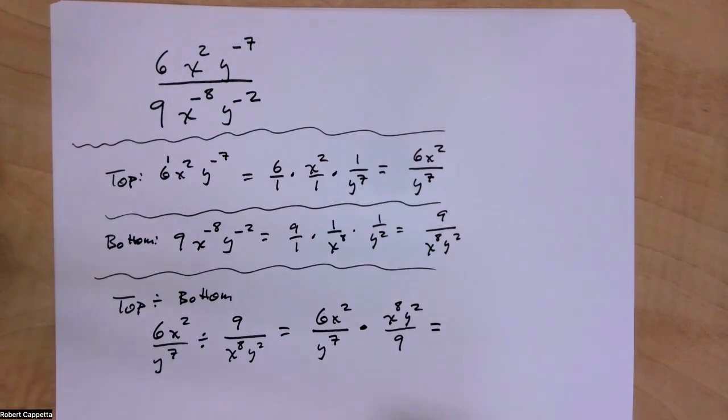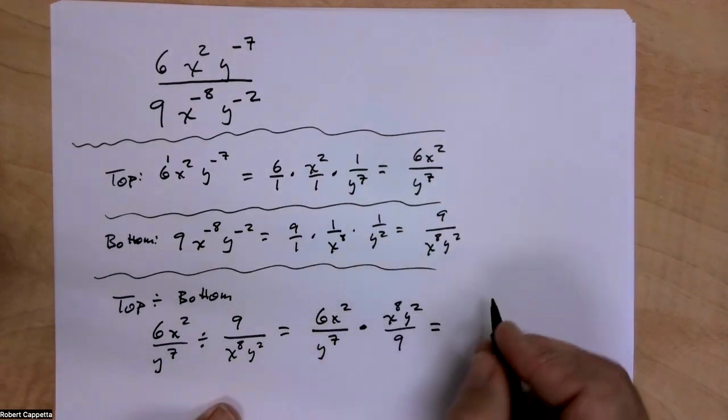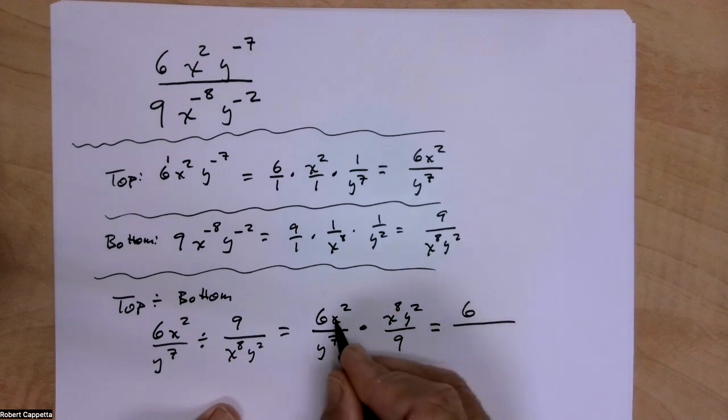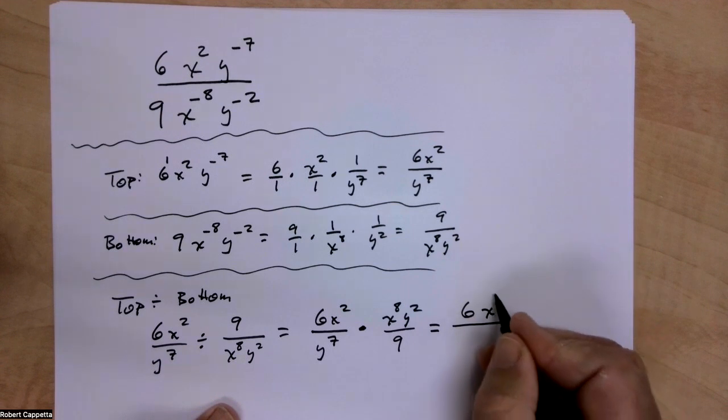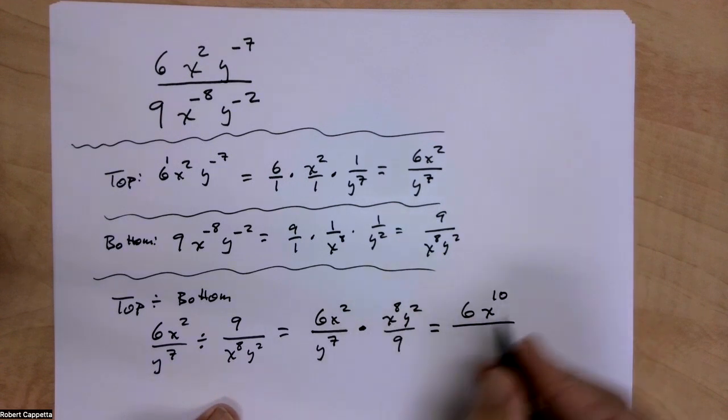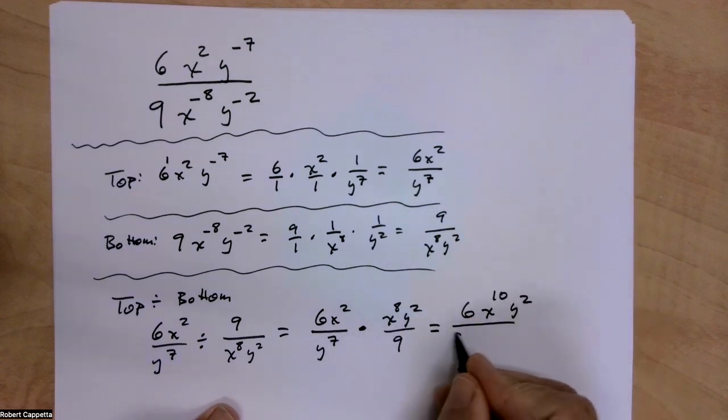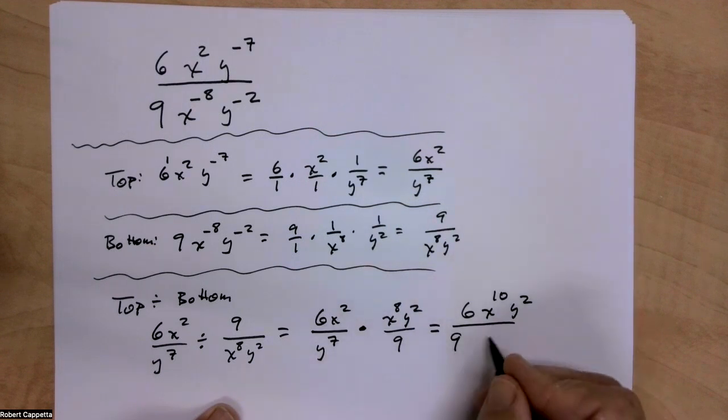So multiplying this out, 6 times x squared times x to the 8th, we have 6 x to the 10th, or x to the 2 plus 8, y squared over 9, y to the 7th.